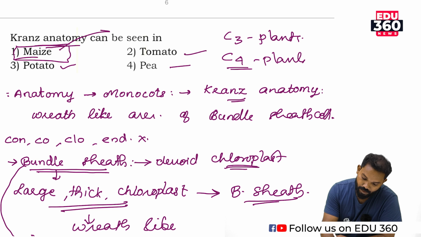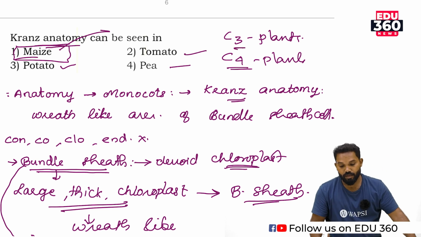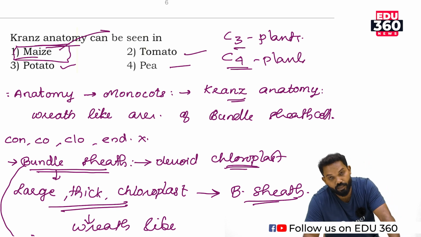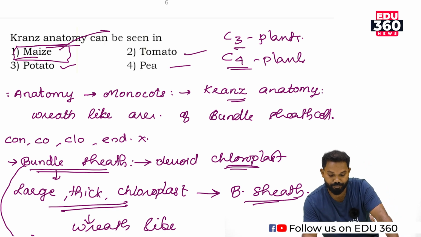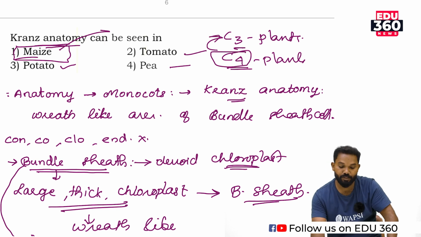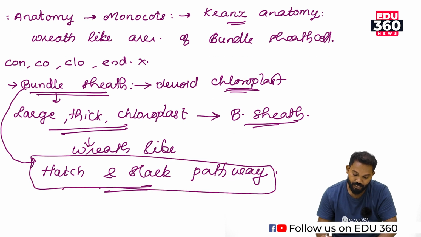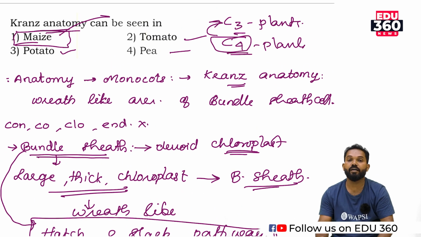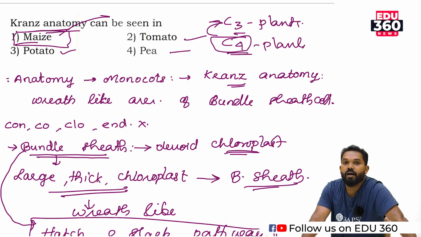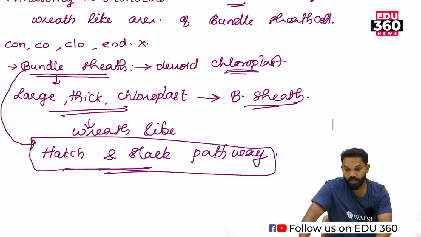Here the first stable compound is a 4-carbon compound, hence it is known as C4. In C3 plants, the first stable compound is a 3-carbon compound, hence they are known as C3 plants. So C4 plants are twice as efficient as C3 plants because of the Hatch and Slack pathway. This pathway is due to the Kranz anatomical features. So the answer is maize, option 1. Clear?